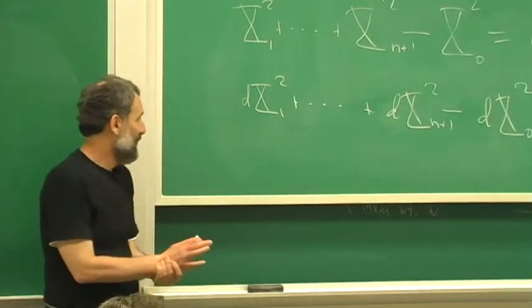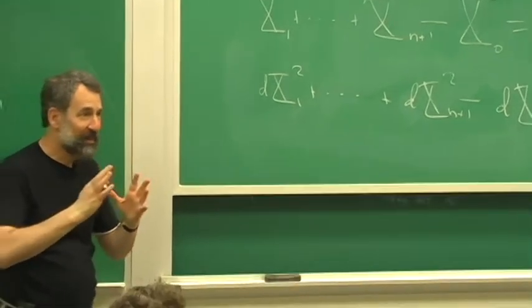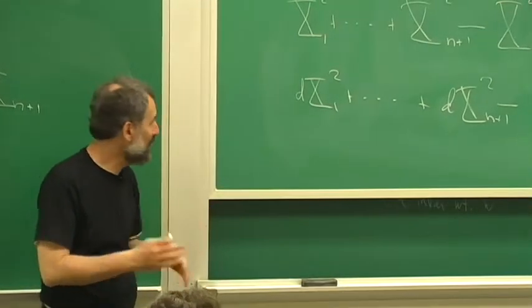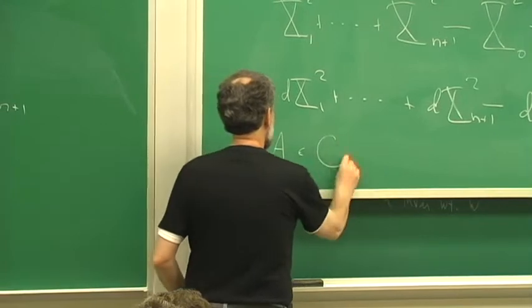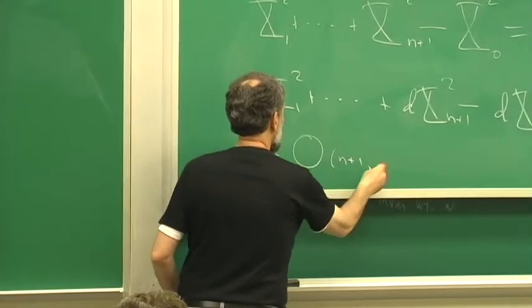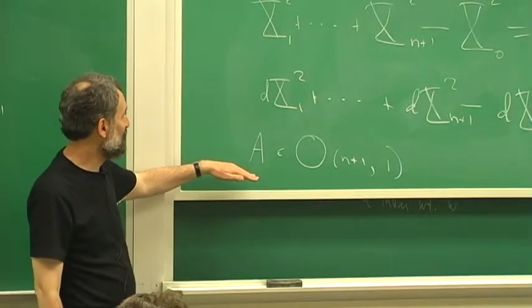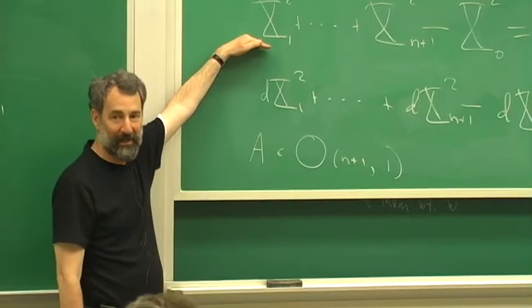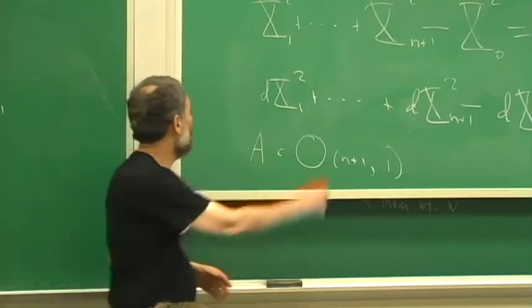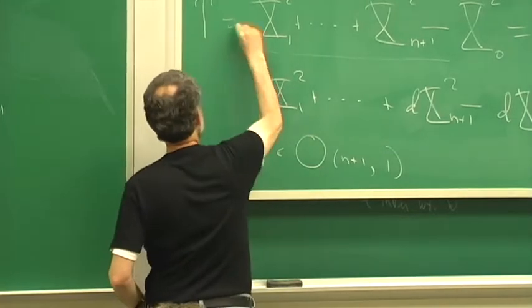Fine. Now, what were these linear fractional transformations? Where do they come from? Well, they come from linear transformations, A, in O(n+1,1). They are maps from R^(n+2) to R^(n+2) that preserve this quadratic form. Now, such things also, of course, preserve the light cone. Let's call it gamma.